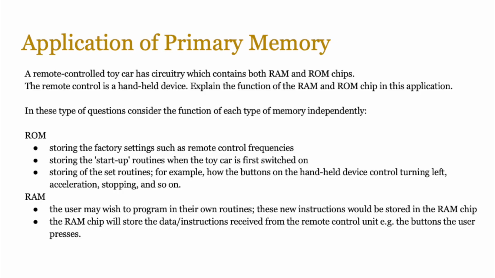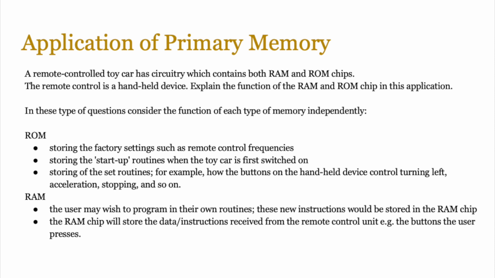A moment ago, we were talking about how RAM and ROM are both required for the operation of a device. The application of primary memory is crucial, and generally you get an exam question that asks you about it. So on screen, you see an example. A remote control toy car has circuitry which contains both RAM and ROM chips. The remote control is a handheld device. Explain the function of RAM and ROM chip in this type of application.